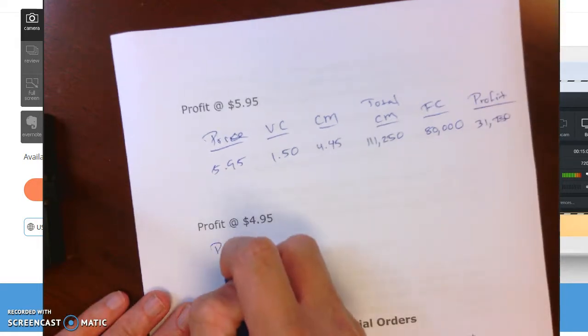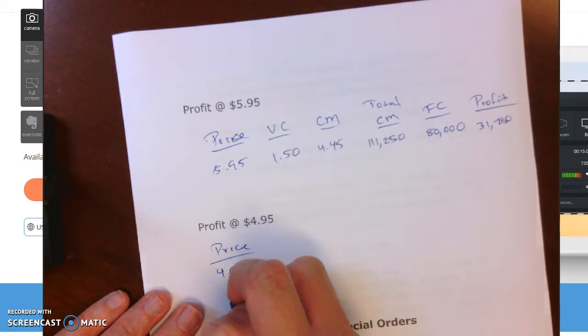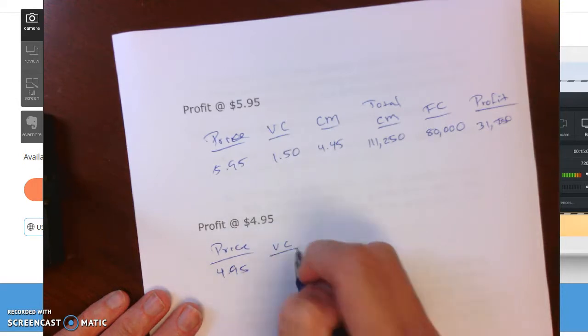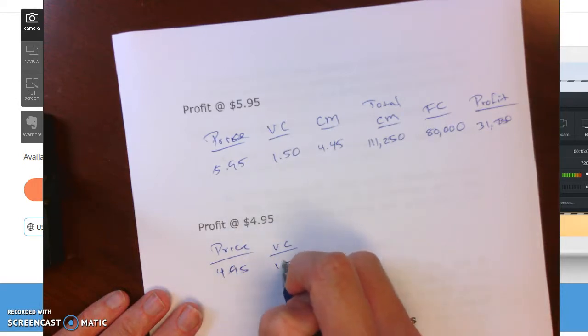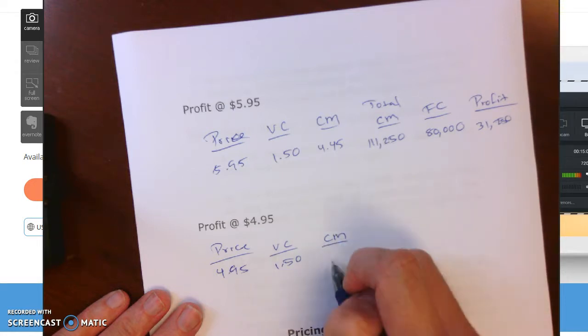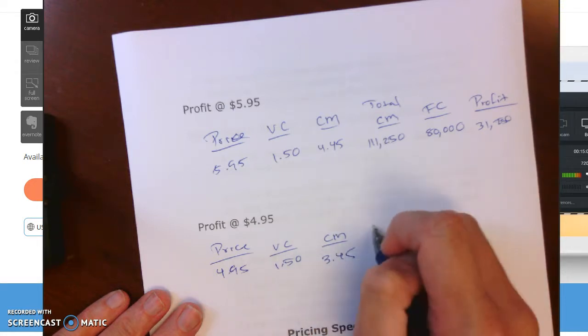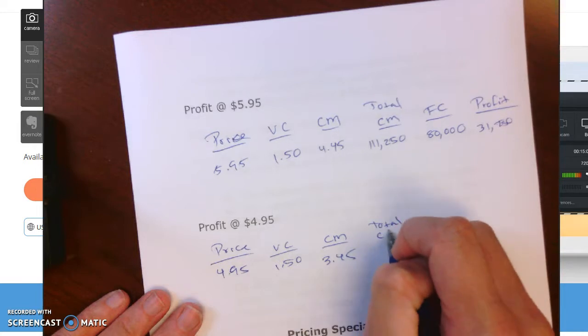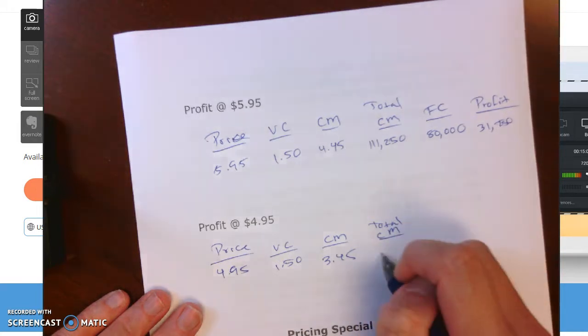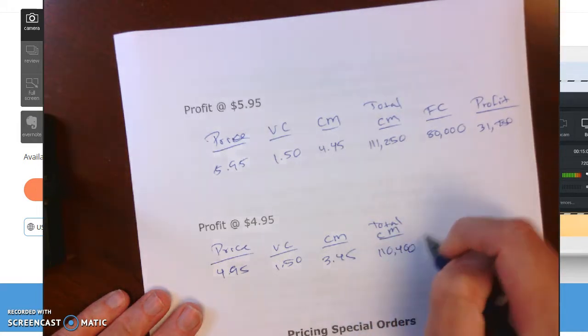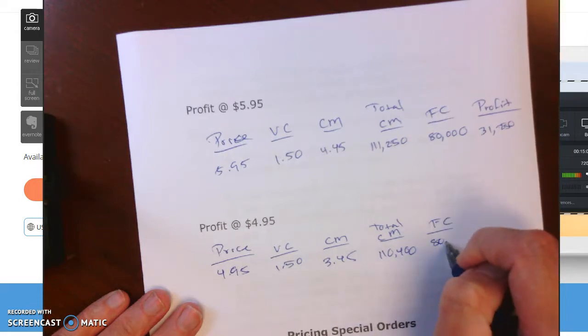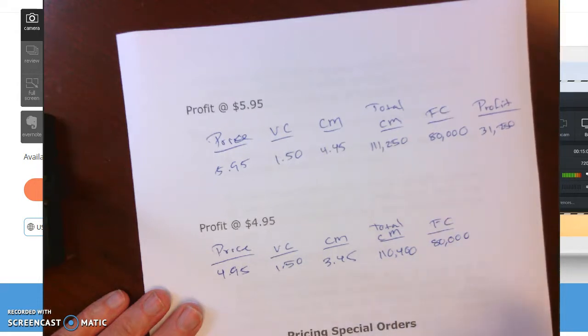And we can replicate the same thing over here. $4.95. We can say our variable costs of $1.50. We can say our CM over here of $3.45. And then we can say our total CM right here of $110,400. Fixed costs stay the same. They're always $80,000 because they're fixed costs. Remember, fixed costs stay constant in total.